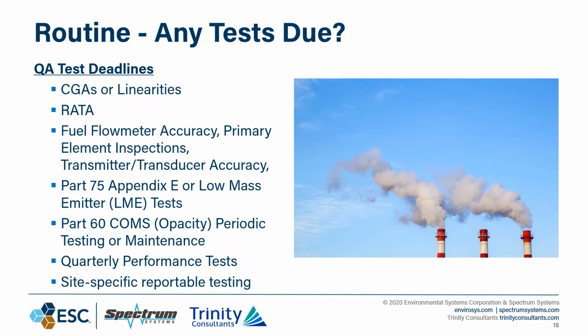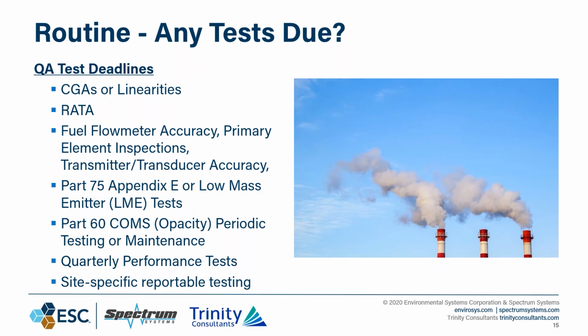Do you know when your Appendix E or low mass emitter testing is due, if you qualify for those particular programs? Do you have any periodic testing or maintenance due on your opacity monitor? Those can sneak up on you. Any quarterly performance test, any site-specific reportable testing, anything under the permit, under the consent decree. What do you have to do to make the state or the Fed happy in the form of certification or recertification testing? When are the due dates? Do you know them actively?